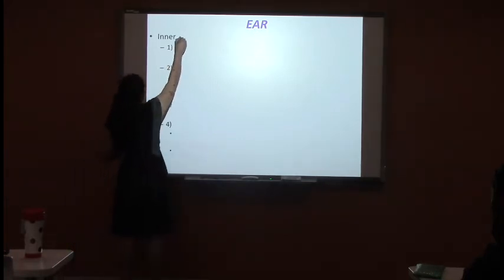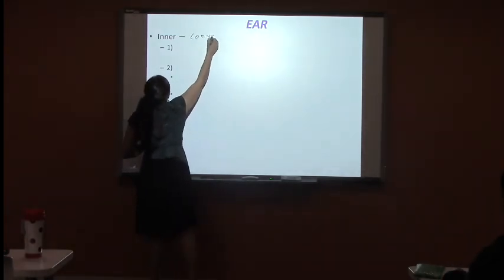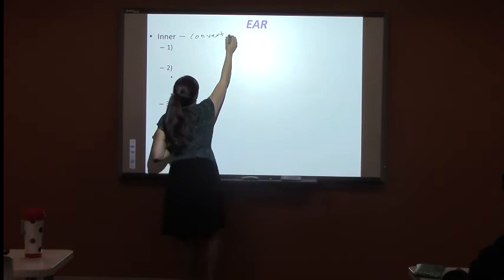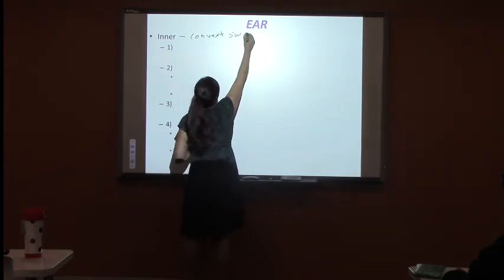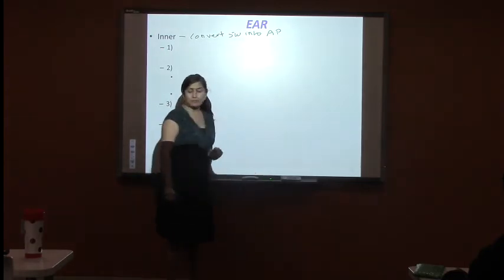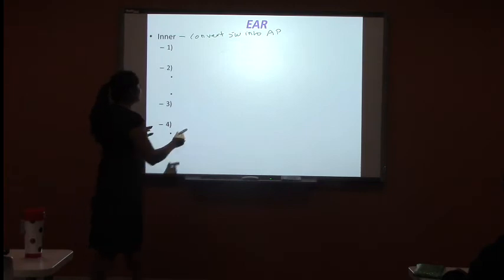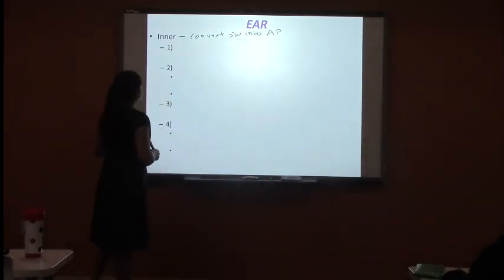The function of the inner ear is to convert sound waves into action potentials, into an impulse. This is where the impulse is actually produced.